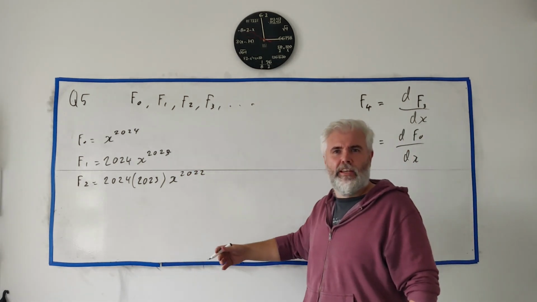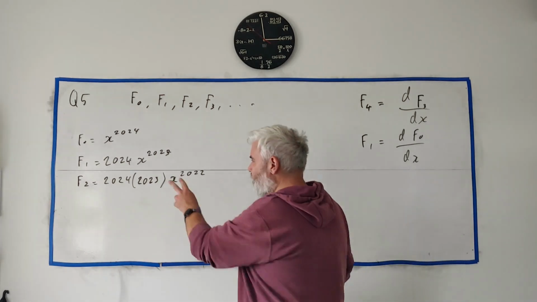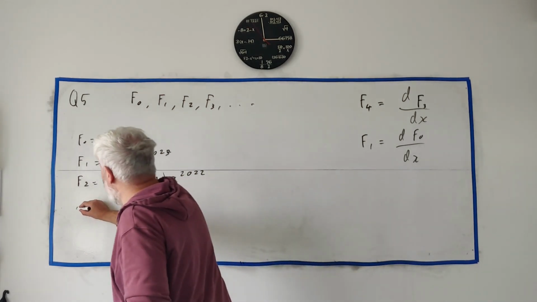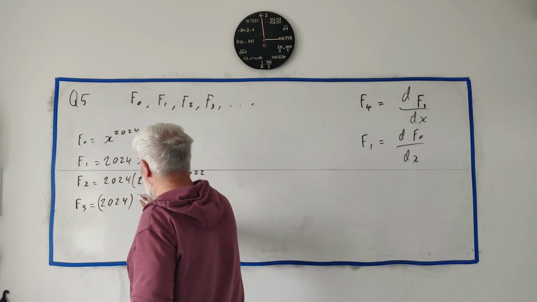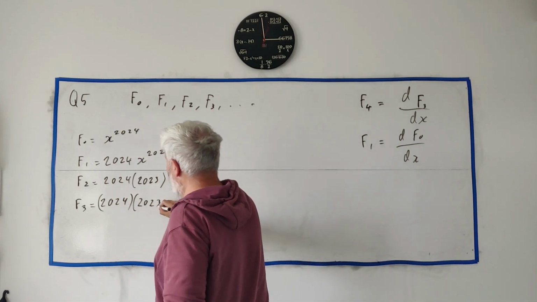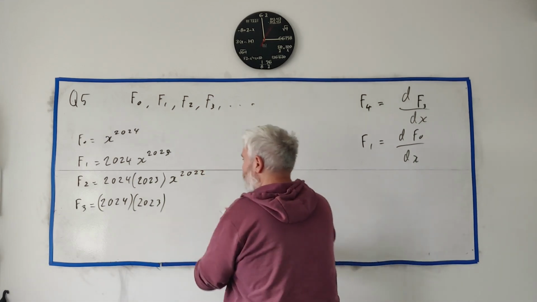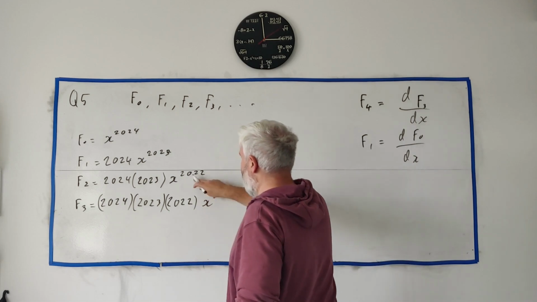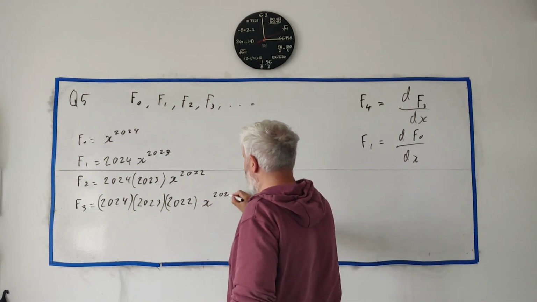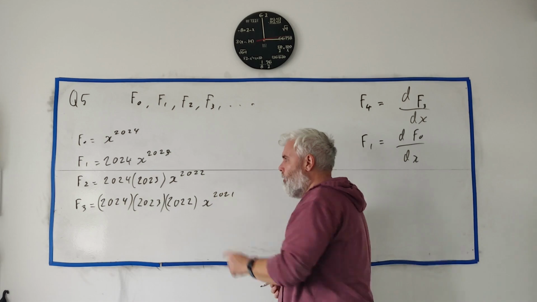They ask us to do this. They want F1, F2. If they wanted F3, we could do that as well. It's these two numbers, they get pretty big. 23 multiplied now by 2022 times x and take 1 away. 2021.